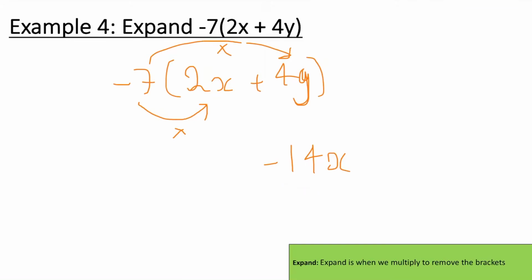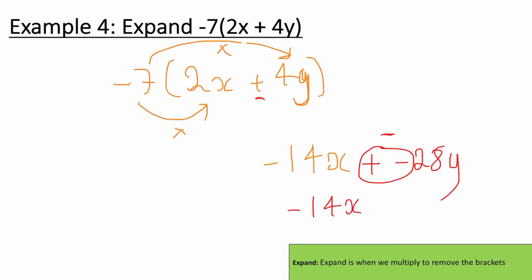And now the final term, we have -7 times 4y. So we've got an addition here, so I'm going to carry the addition through. -7 times 4y, which will give us an answer of -28y. We're not finished yet, so because we have an addition and subtraction right next to each other, we are going to change that to just a takeaway, so a subtraction, and our answer will be -14x, take away 28y.